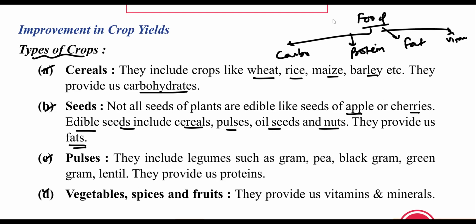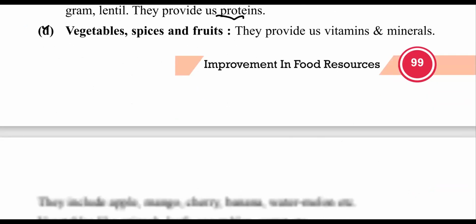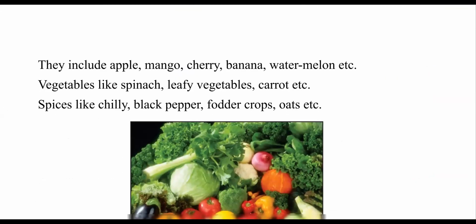So if I talk about cereals, this gives us carbohydrate. Seeds give us fat. Pulses give us generally protein. Pulses include legumes and grams, like pea, grams. These are going to give you protein. And vegetables give you vitamins and minerals. Got it?